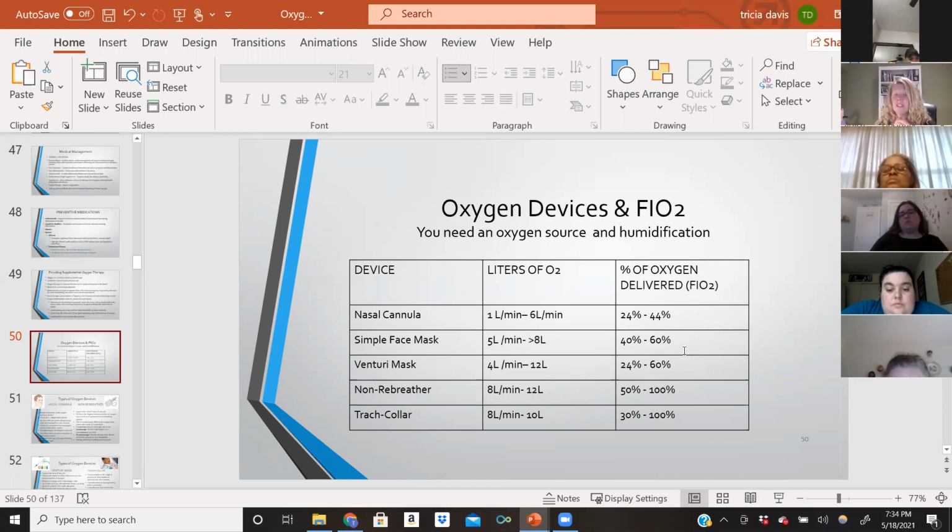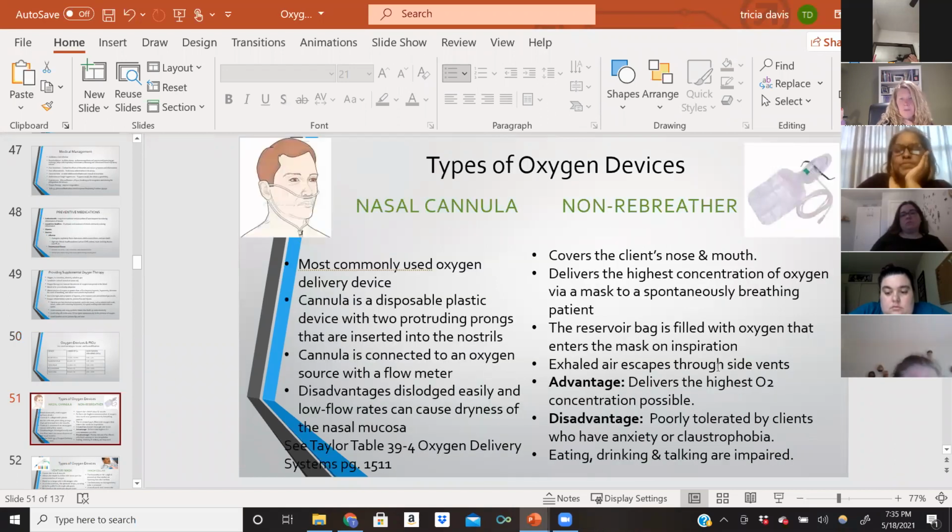And then if you have a patient that has a trach and they have a trach collar and we're putting oxygenation there, we can deliver between 8 liters and 10 liters a minute. And that's going to deliver 30% to 100%. So remember, our room air, what we're breathing right now, is just 21% oxygen. And then this chart is showing you how these other devices will deliver a higher percentage and how many liters they have. So you need to know the devices, the liters that are used, and what the percentage of oxygen is that they deliver.